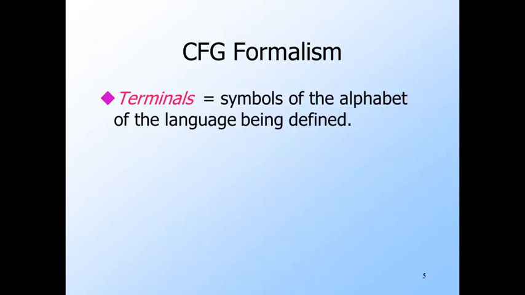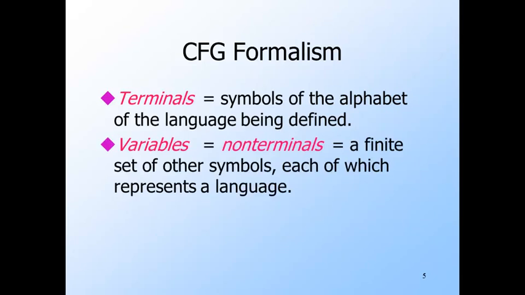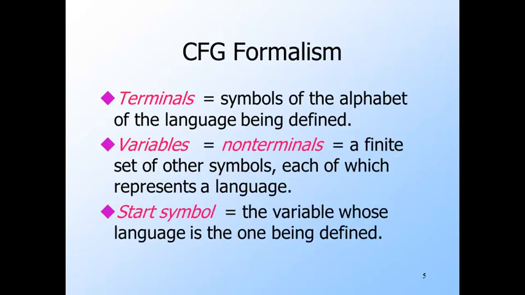Now let's make precise our informal introduction to what context-free grammars look like. The terminals of the grammar are analogous to the input symbols of an automaton. They form the alphabet for the language being defined. The variables, or non-terminals, are something like states of an automaton, but they are more powerful. One variable is called the start symbol. It is the language of this variable that the grammar defines. Any other variables are used as auxiliaries, but we can think of them as internal to the grammar, and their languages are not visible outside.